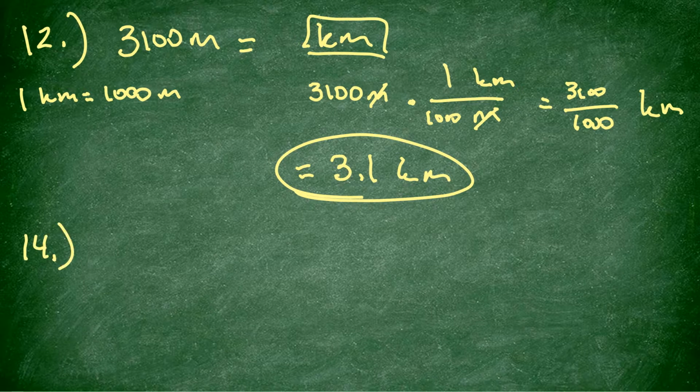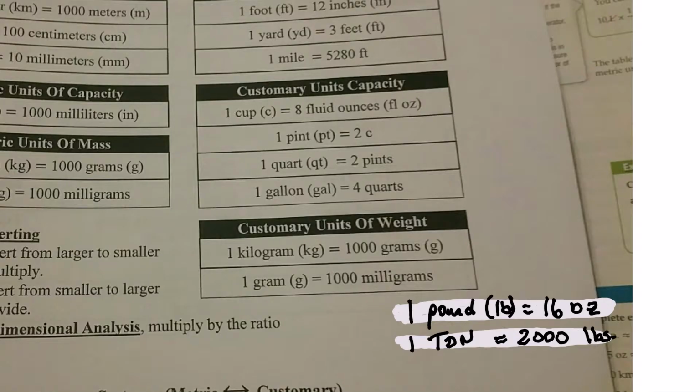14. I have 5,280 yards equals how many miles? Now I look at my chart. I have yards to feet, and I have feet to miles. I don't have a yards to miles. So I'm going to have to take yards to feet and then feet to miles. Alright? So that's a little bit harder.